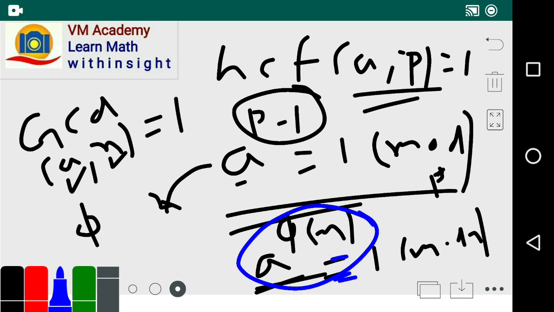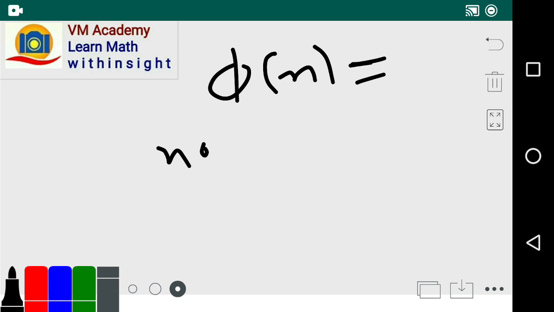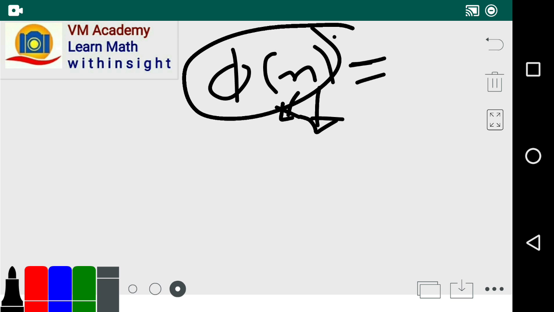And what is meant by phi of n, friends? Here phi of n indicates the number of numbers that are co-prime to n, or numbers that do not share any prime factor with n, and that are less than n. So phi of n counts the total number of such numbers.